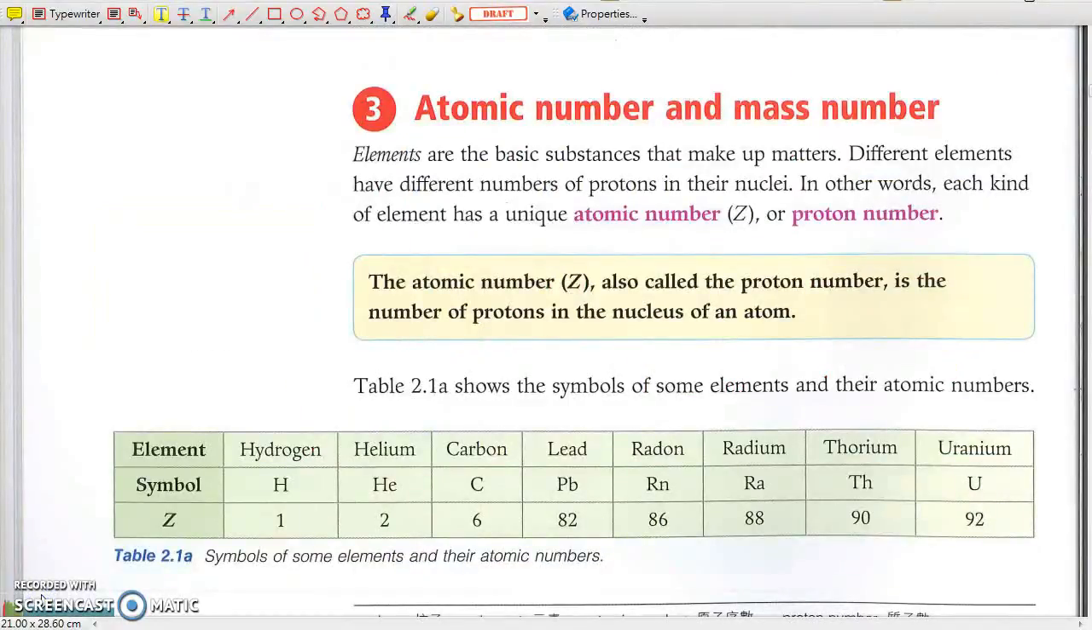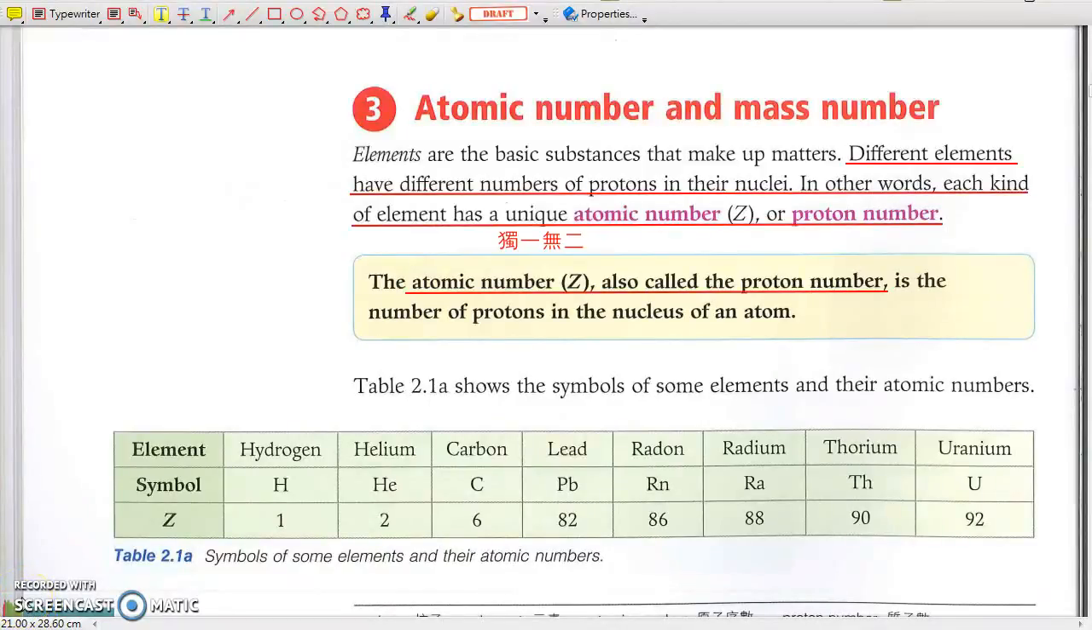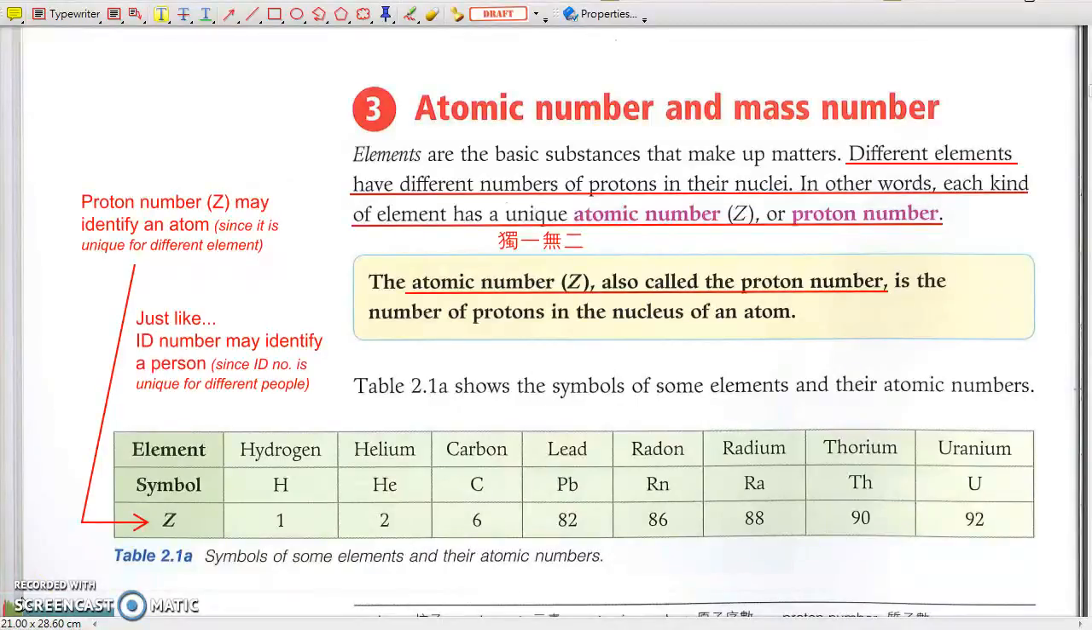3. Atomic number and mass number. Different elements have different numbers of protons in their atoms. Each element has a unique proton number, or atomic number, which may identify an atom.